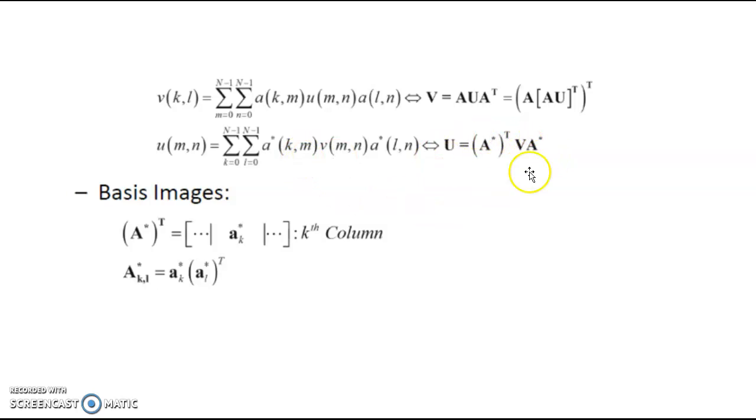The main advantage of applying this separable property is that the computational complexity will be reduced. Instead of multiplying A into U, if I use A U into A transpose, the computational complexity will be reduced as compared to the previous case. That is the main advantage. So we know in order to compute V_KL, I have to take A_KL,MN, which I split as A_KM into A_LN. In order to compute V_KL, I have to take the kth coefficients.